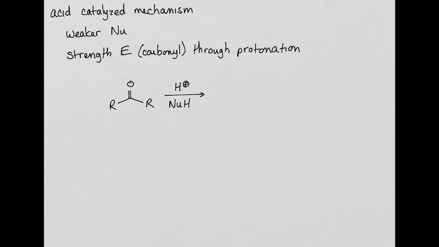Remember that in the acid catalyzed mechanism, the nucleophiles are typically weaker. The reason that they're weaker is they're typically a protonated nucleophile, for example, an alcohol rather than an alkoxide ion. This is why these weaker nucleophiles require the acid catalyst. The electrophile needs to be protonated prior to attack of the nucleophile.